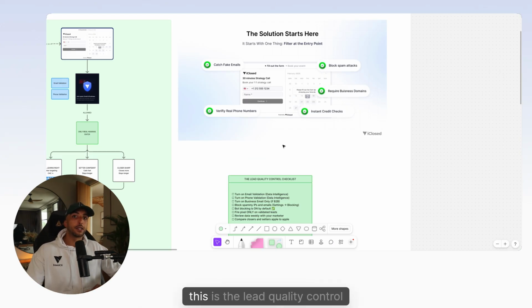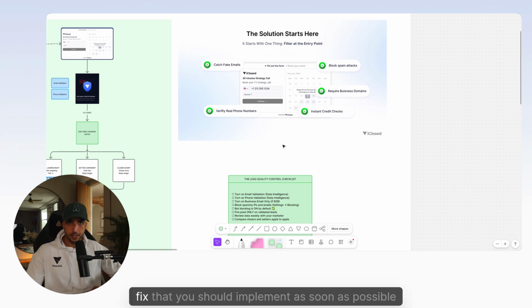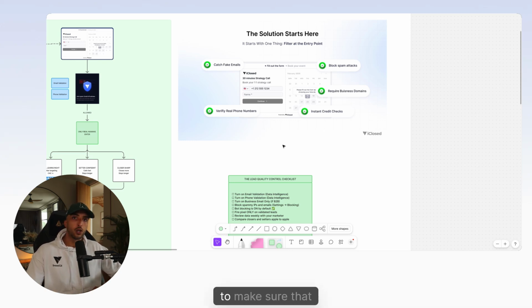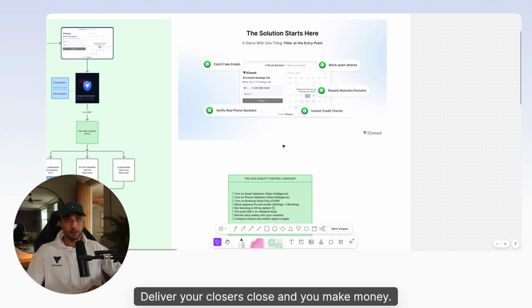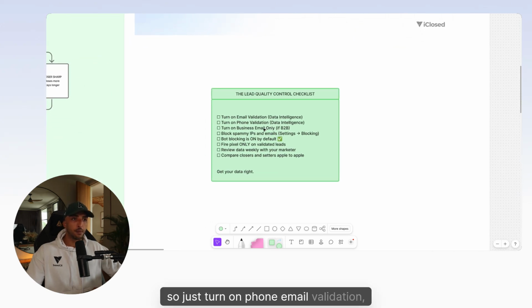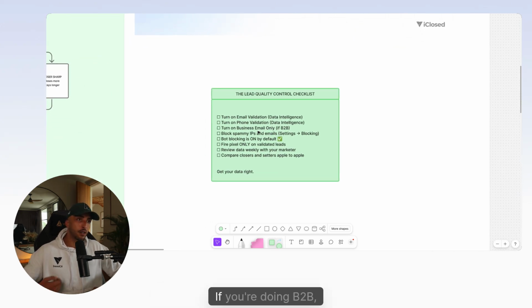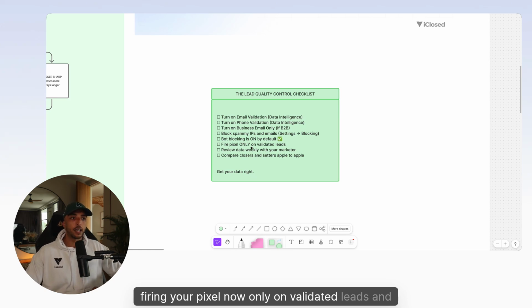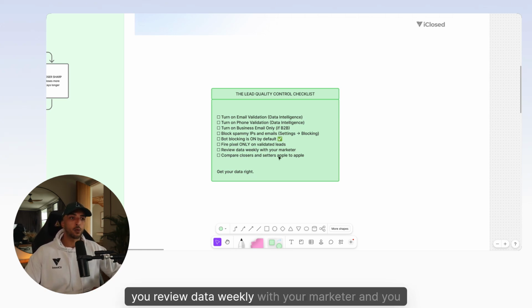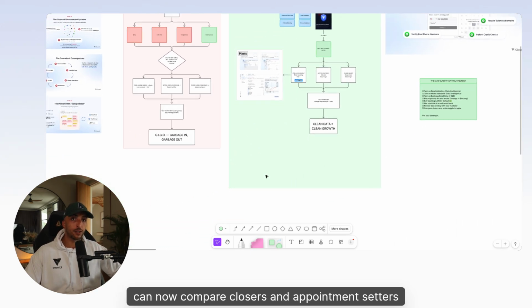So just as a recap, this is the lead quality control fix that you should implement as soon as possible to make sure that you have real humans, and your appointment setters deliver, your closers close, and you make money. Okay, so just turn on phone and email validation, and business-only email if you're doing B2B. You block the spammers. For the bots, we block them by default. You are also firing your pixel now only on validated leads, and you review data weekly with your marketer, and you can now compare closers and appointment setters apples to apples.